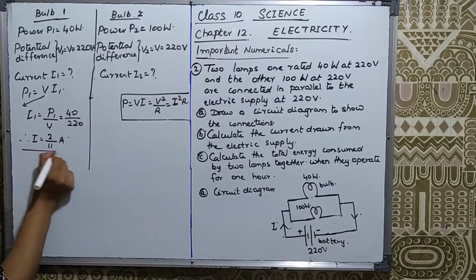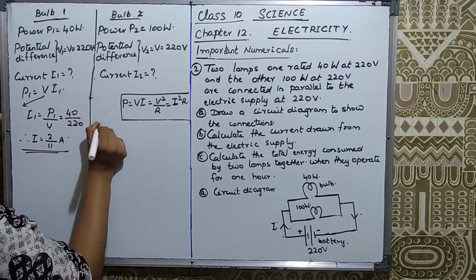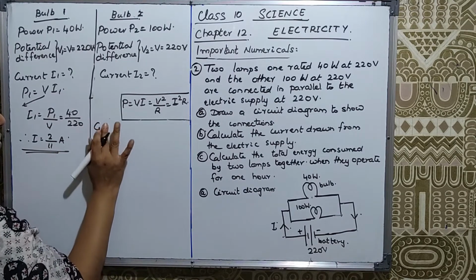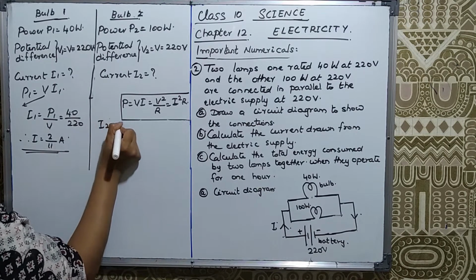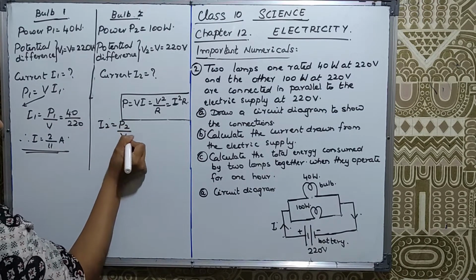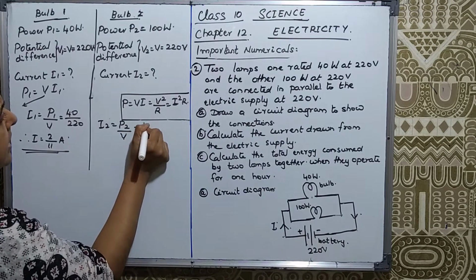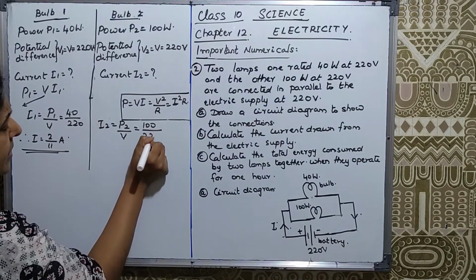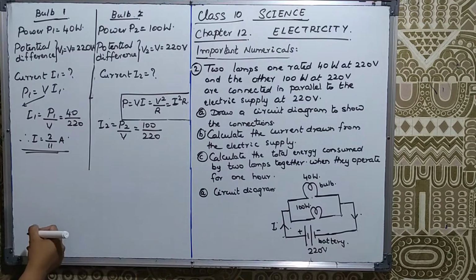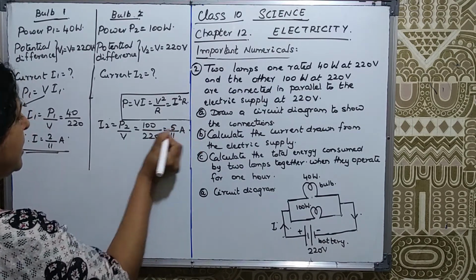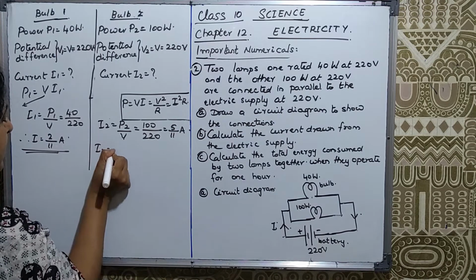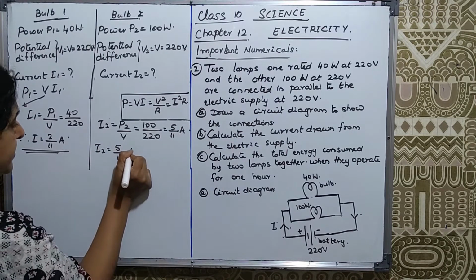Now the current I2. I2 equals P2 by V. P2 is 100 divided by V, which is 220. The zeros cancel, and 2 fives are 10, so I2 equals 5 by 11 ampere. So you got the current I2 also: it is 5 by 11 ampere.